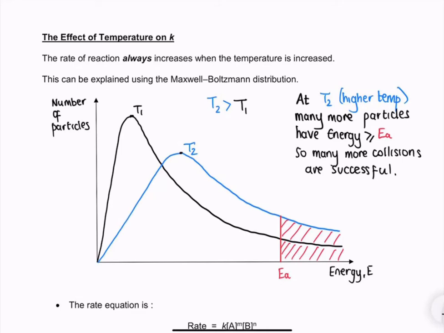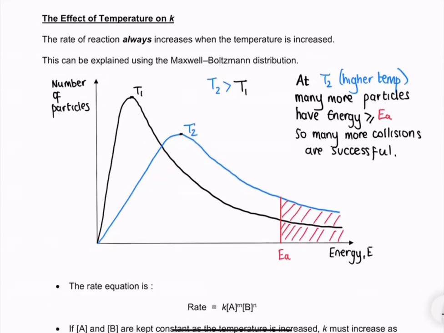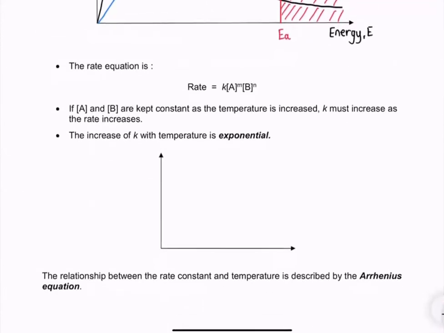How does that then link to how temperature could affect the rate constant K? We know that rate equations take the form rate equals K times the concentration of A to some order times the concentration of B to some order. Now, in an experiment where you keep the concentrations of A and B constant and increase the temperature, if A and B are constant but we know that rate is increasing, then it must be K that increases as rate increases.